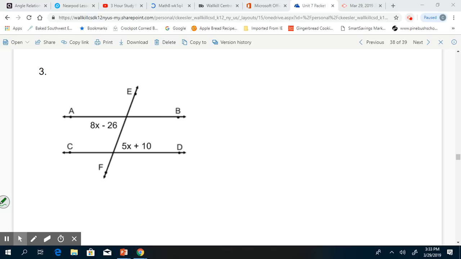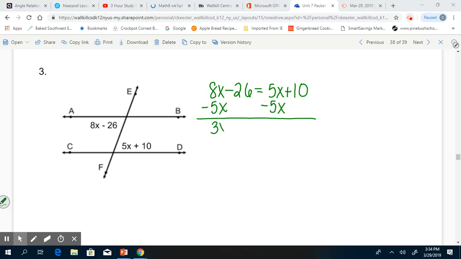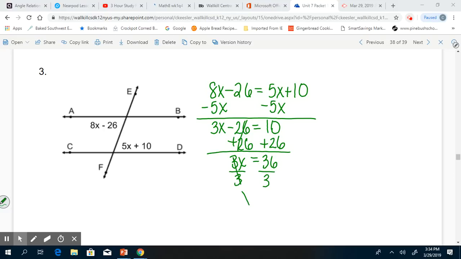Therefore, they are obviously congruent. So I set them equal to each other. 8x minus 26 equals 5x plus 10. Start by subtracting 5x from both sides. We get 3x minus 26 equals 10. Add 26 to both sides. 3x equals 36. Divide by 3. And x equals 12. Again, that's not my angle measure. That's just my x. So we have to plug it back in to solve for the angles.